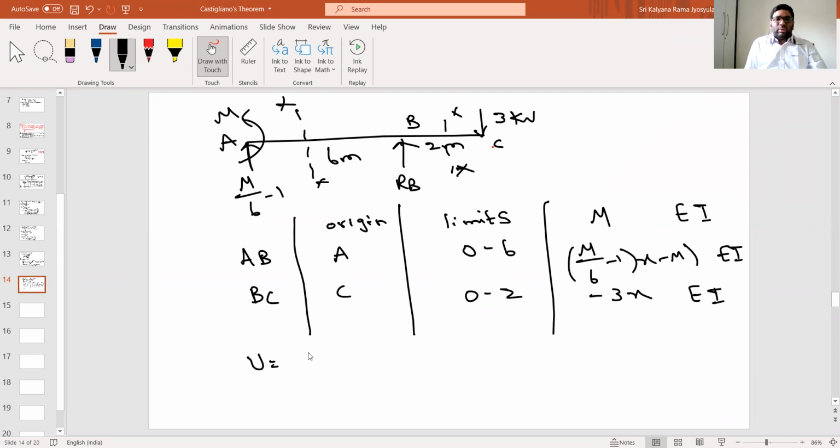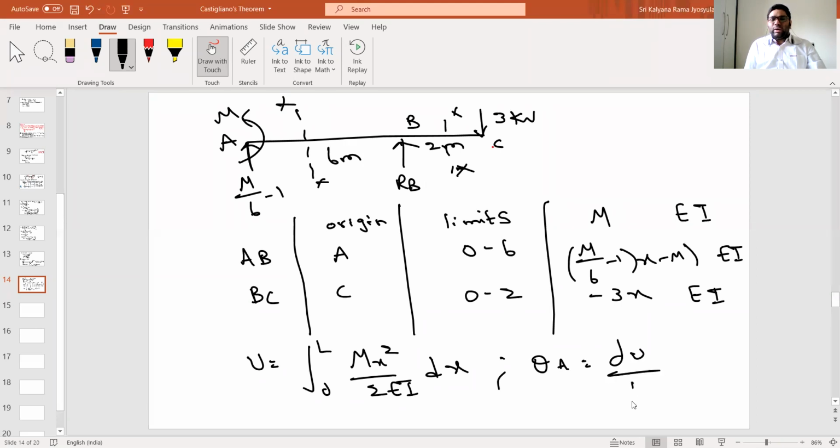Okay, so now U is equal to integral 0 to L Mx square by 2 EI into dx. And what do we need to calculate? Theta A is equal to dou U by dou M. So I'll stop it here. Further part we can see in the next class. If you have any doubts, please ask me. Thank you.